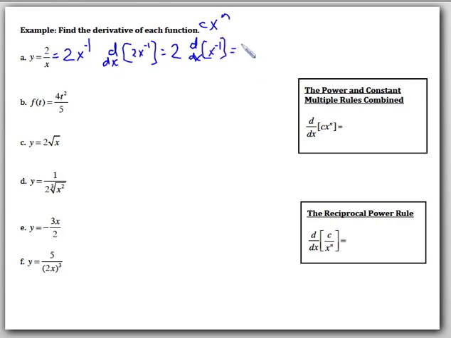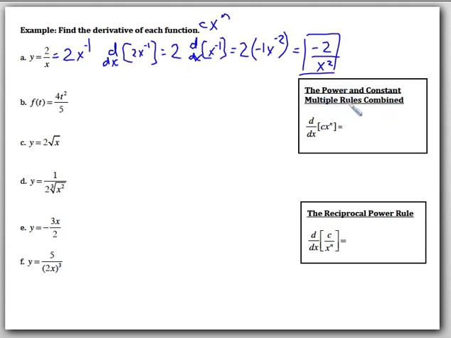So we get 2, and then we're going to apply the power rule here. So negative 1 x to the, well, negative 1 minus 1 is negative 2. And then we just have to clean this up. So 2 times negative 1 is negative 2, and then x to the negative 2 becomes x squared in the denominator. So this is kind of the roundabout way of doing this.